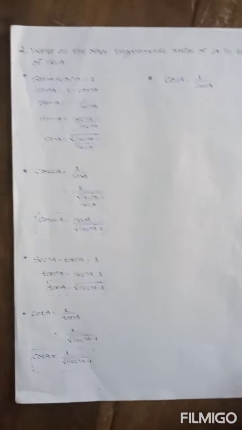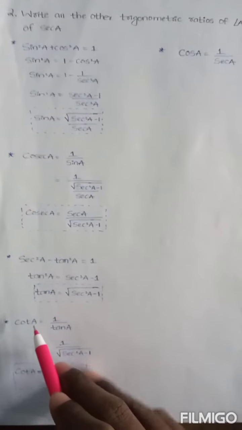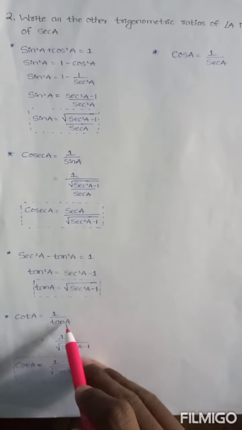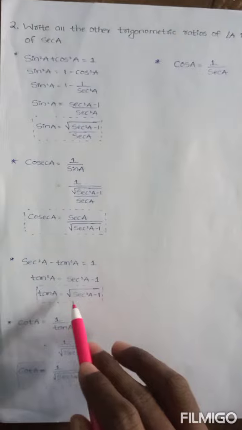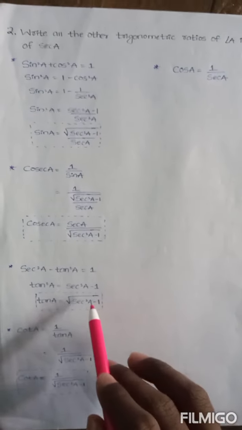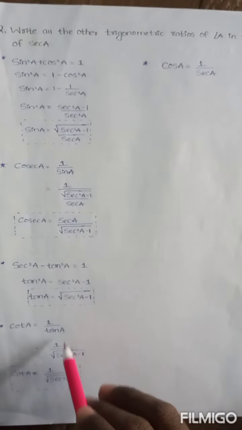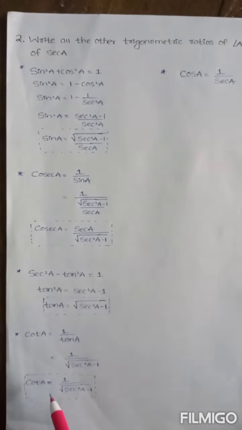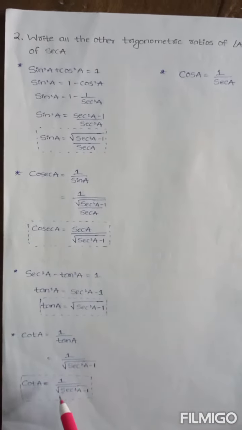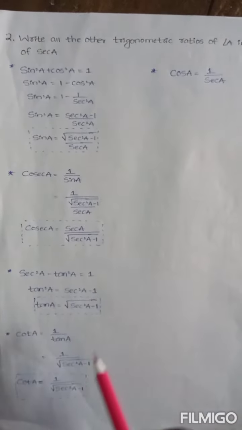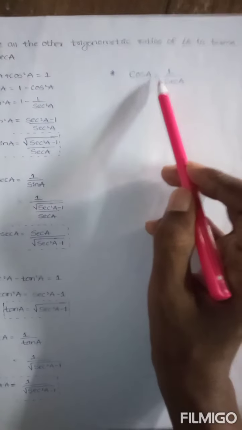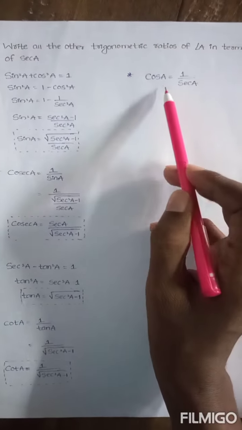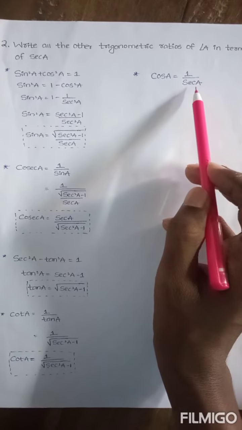And the next one, we know that cot theta is equal to 1 by tan theta, right? And we got tan A equals under root sec square A minus 1. Now substituting this value here, we get 1 by under root sec square A minus 1. Therefore cot A is equal to 1 by under root sec square A minus 1, right? And next, cos A is equal to 1 by sec A. We know that, and here we have expressed cos A in terms of sec A.